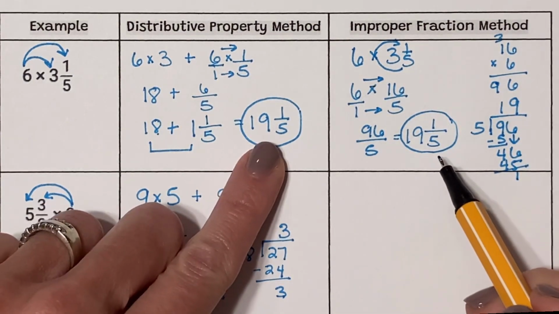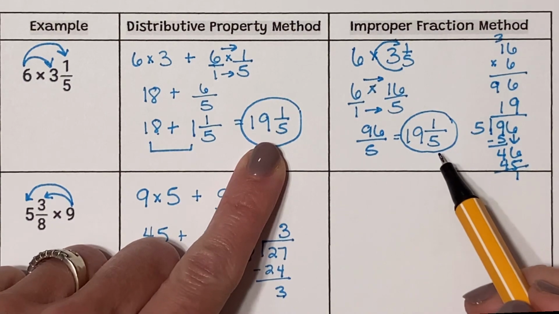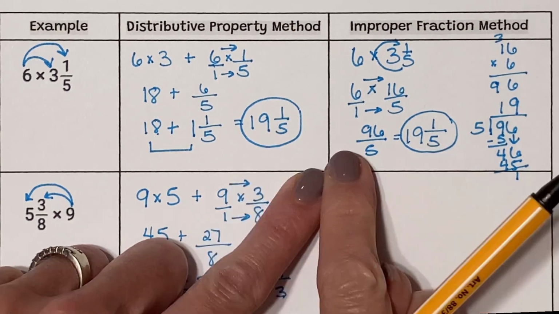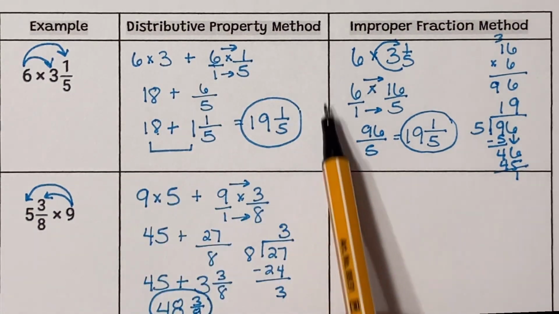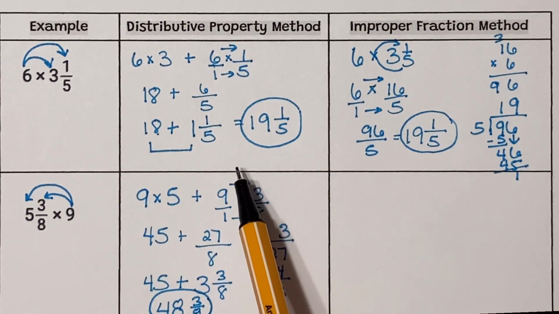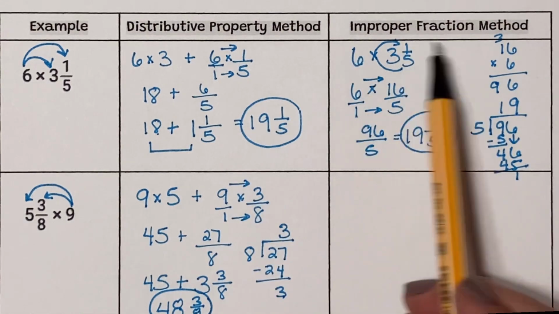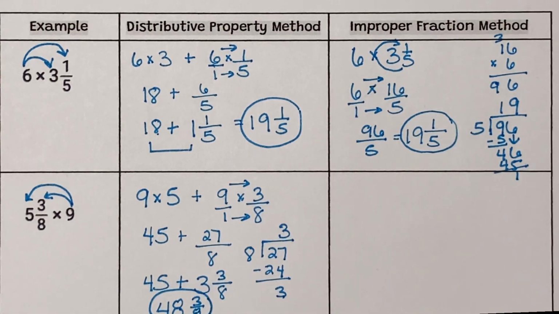Oh, and we see that that matches up with our other answer of 19 1/5. Same answer, 2 different methods. Personally, I like the distributive property method for this type of problem. I think it's faster, but we do need to know this method for our next problems.